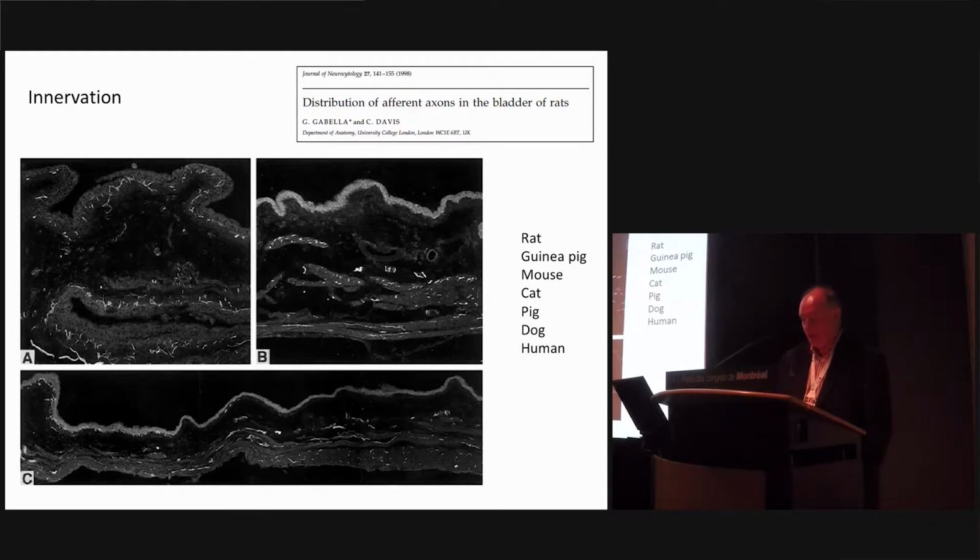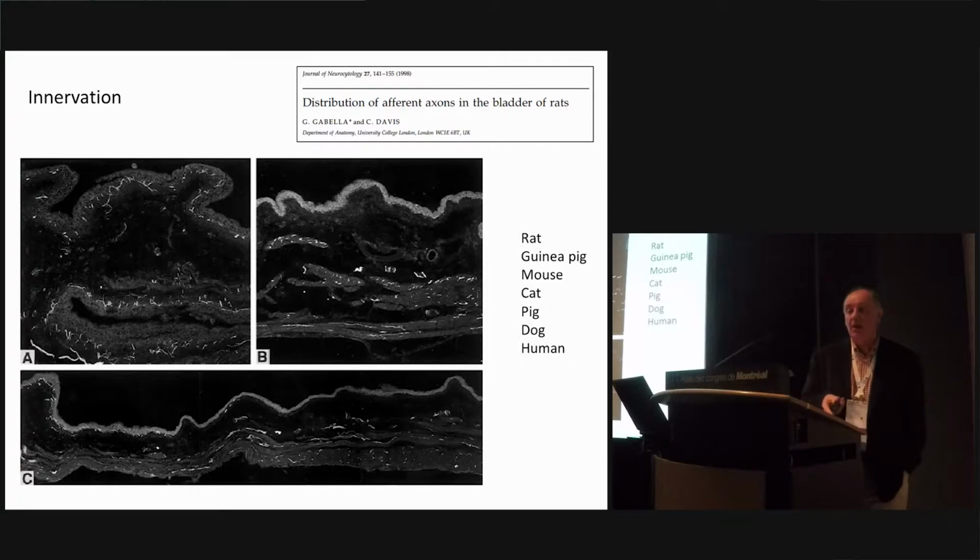Let me start with the innervation of the urothelium. This is a paper by Giorgio Gobella, published in 1998. And it's a piece of work that many people have forgotten. What he did, he was one of the first people to show the distribution of CGRP fibers in the wall of the rat bladder, and subsequently in other species as well. But this is the rat, and I'm going to concentrate on the rat.